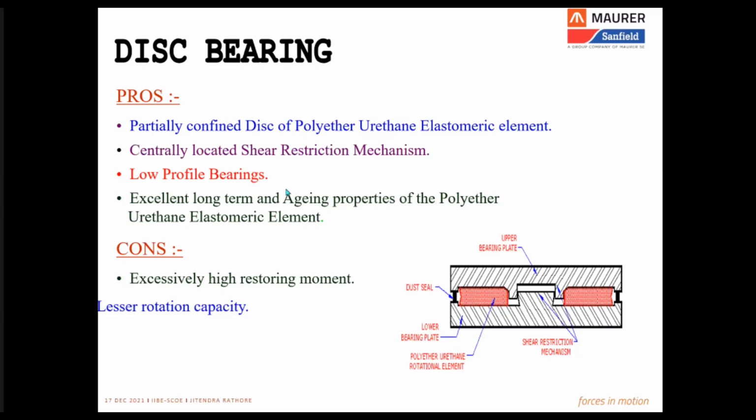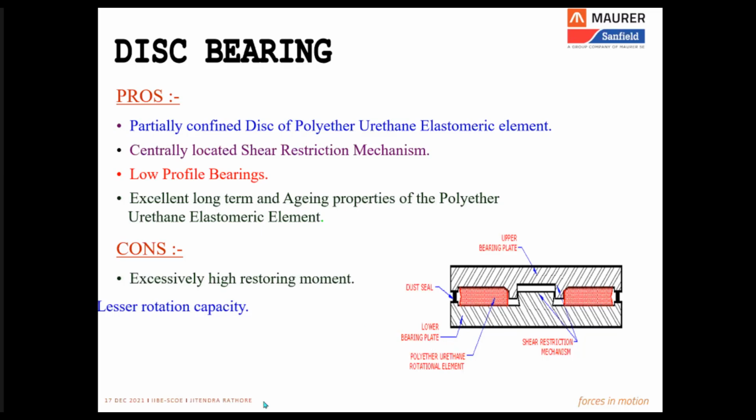These are low profile bearings because the elastomer is very thin, and the shear restriction mechanism is confined within the thickness of the elastomer. So the overall height footprint of the bearing is very small, and the polyether urethane element has very excellent long-term and aging properties, and therefore the durability of these bearing systems is better as compared to an elastomeric bearing.